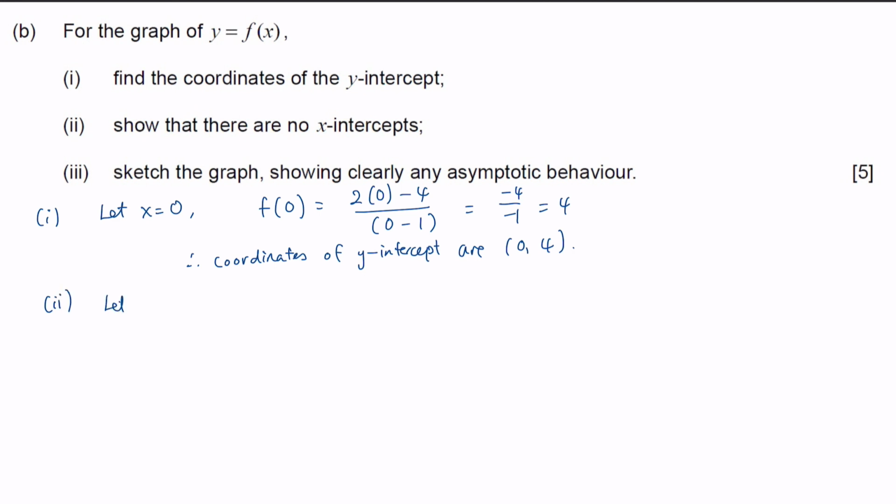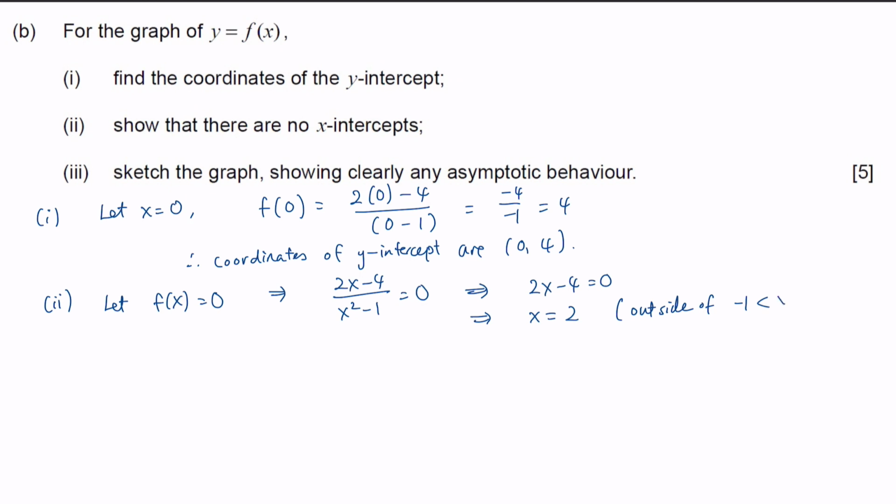Part 2, show that there are no x-intercepts. So we let f of x equal 0. So 2x minus 4 over x squared minus 1 equals 0. And so therefore 2x minus 4 equals 0, and so that means that x equals 2. However, this is outside of the domain, x between 1 and minus 1, so therefore there are no x-intercepts.